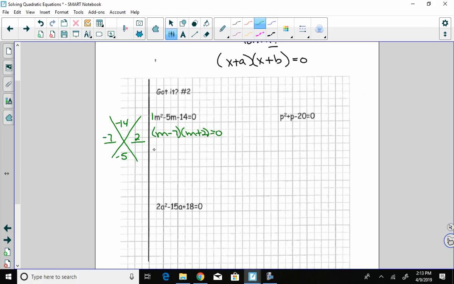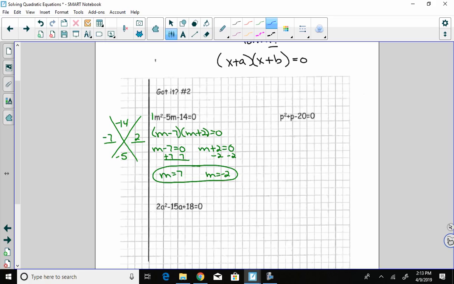Now I do like I did on the whole last section. We've just added one step. That's all we've done. m minus 7 equals 0 or m plus 2 equals 0. Solve for m on both of these, and you got your 2 answers because there were 2 factors. All right, let's try the next one.